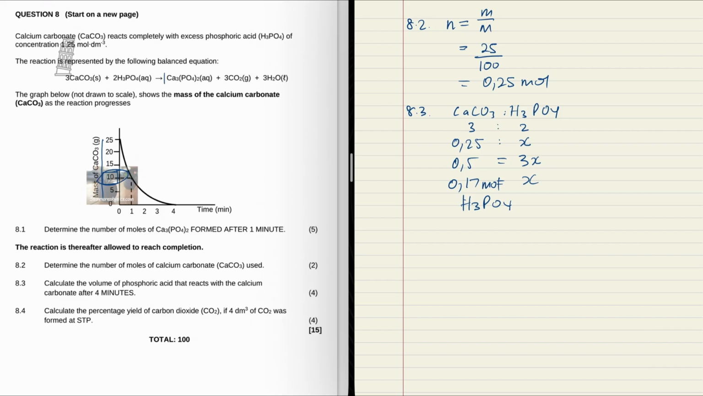Now they are asking for the volume. So if we know the number of moles and we know the concentration, because they've given us the concentration here, we can calculate the volume. So concentration is equal to number of moles divided by volume. 1.25 is equal to 0.17 divided by V. We can then solve for V. V is going to equal 0.136, actually not moles per dm cubed, V is equal to 0.136 dm cubed.